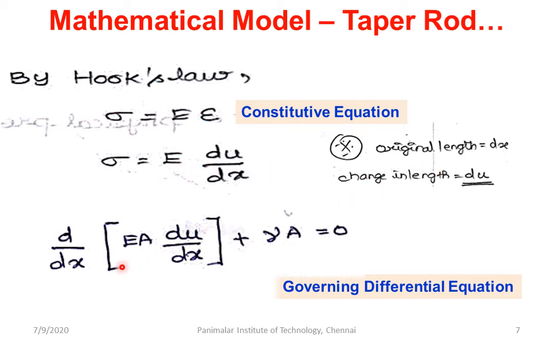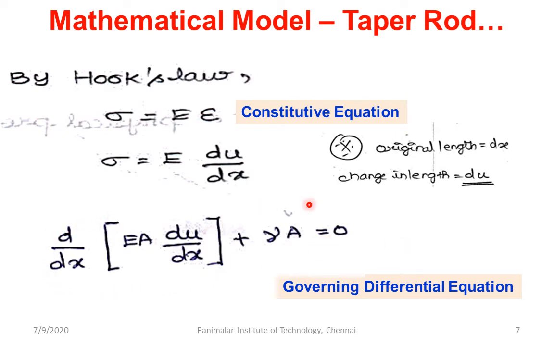Now the previous equation will become d by dx, where instead of sigma you replace E du by dx and A. A is also a variable, so it is taken inside the bracket, plus gamma A, equal to 0.